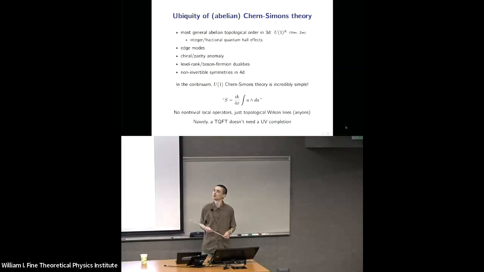But at the same time, it's a very simple theory. The action in the continuum is just A wedge dA. Maybe it's deceptively simple, and it has no non-trivial local dynamics. So this is just a theory of topological Wilson lines, which are just modeling anyons. And naively, such a topological theory doesn't need a UV completion. So you might be wondering why we want to put this theory on the lattice.